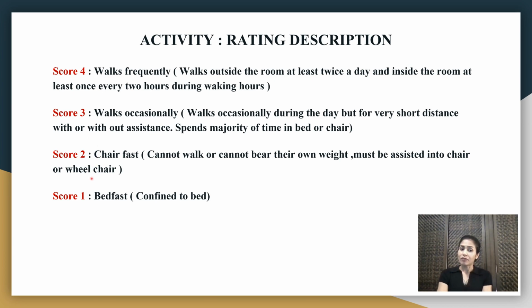A score of 2 can be given for a patient who is chairfast. That means the patient cannot walk or cannot bear their own weight, so we need to assist the patient to move from bed to chair. If you make the patient sit in the chair, the patient can sit in the chair. In such case, you can give a score of 2. And the last one is bedfast, that is bedbound, bedridden. The patient will be totally confined to the bed. In such case, you should give a score of 1.